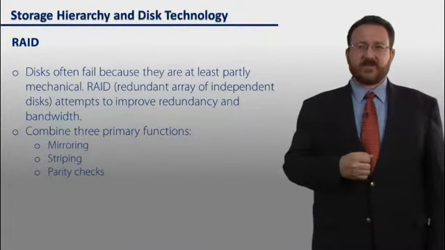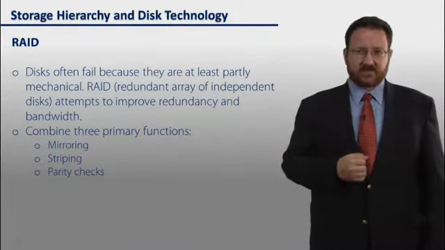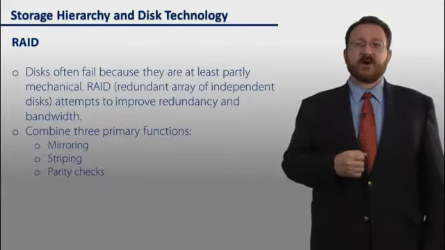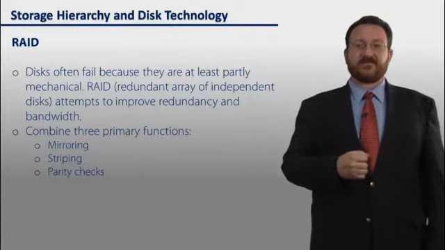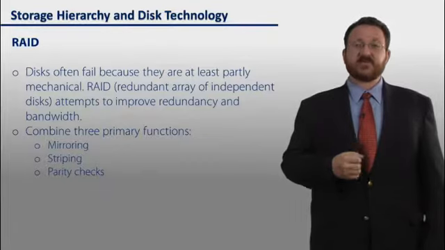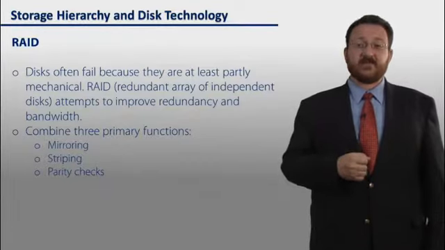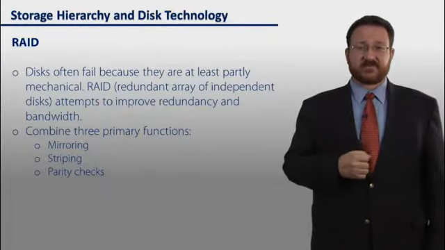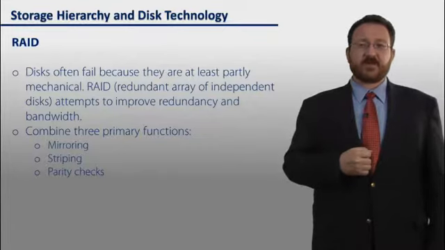Disks often fail because they're at least partly mechanical. And so we often combine a redundant array of independent disks together to improve the redundancy and the bandwidth of our data transfers. So these combine 3 primary functions in RAID: mirroring, striping, and parity checks.